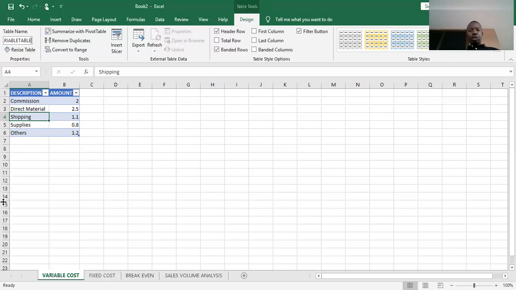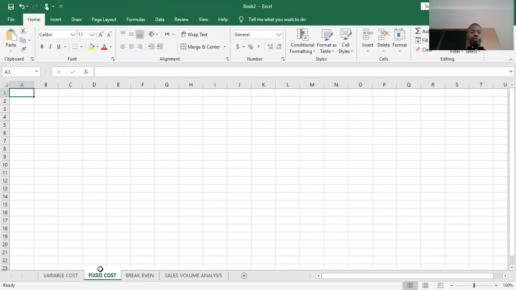Then I move on to the fixed cost sheet. Onto the fixed cost sheet, here also I have my description and I have my amount. The components are admin cost, administration cost, insurance, property tax, rent, and others.